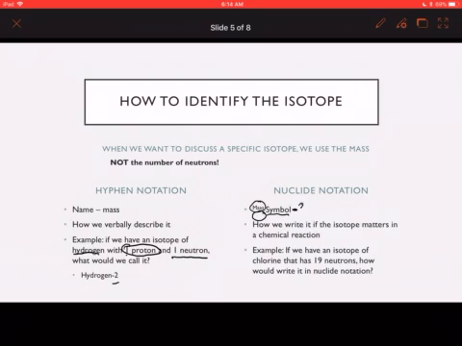Well, if you look this up on the periodic table, chlorine is element 17. So that means it has 17 protons. 17 plus 19 is 36. So we do 36 in the upper left corner, Cl.